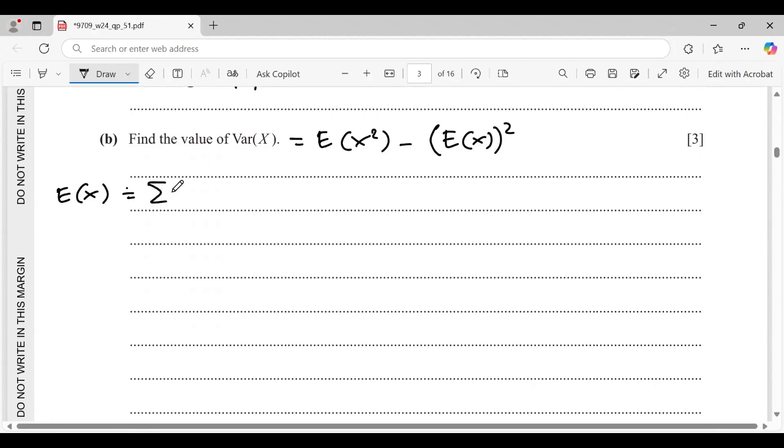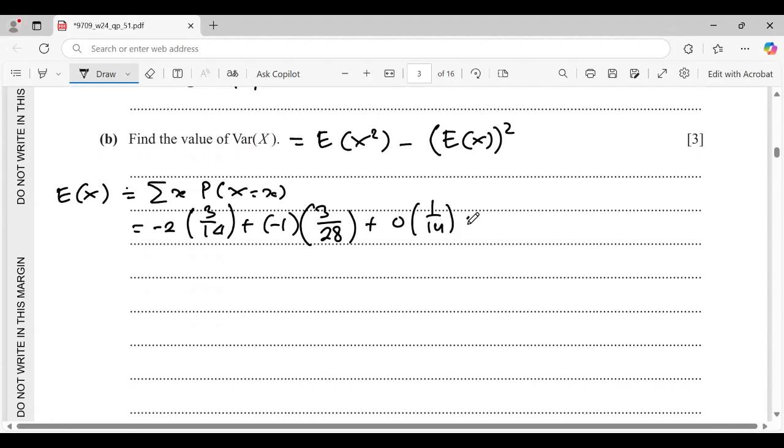E(x) equals sigma x times the probability of x. Okay, so it is minus 2, you can see on the table, 3 over 14, and plus minus 1 times 3 over 28, plus 0 times 1 over 14.